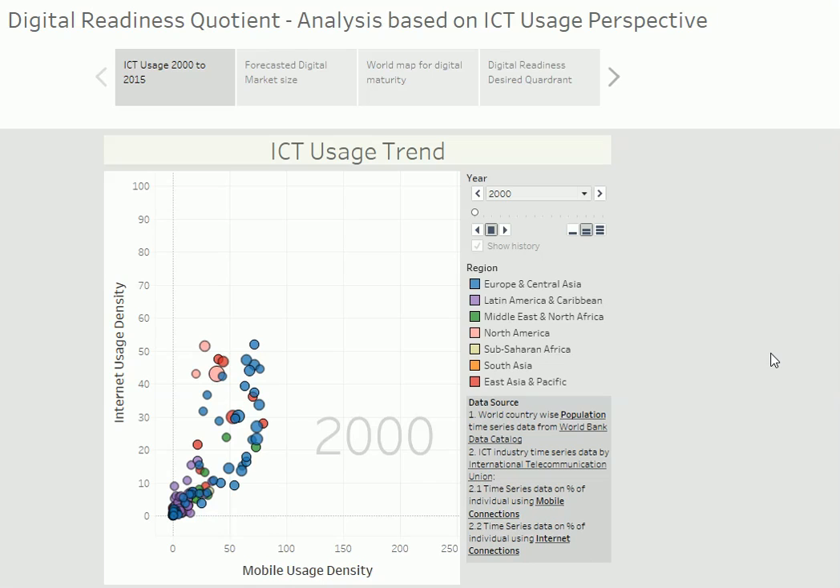The two data sources that I have used from ITU are the country-wise time series data of the percentage of individuals having a mobile connection, and the country-wise time series data of the percentage of individuals using the internet connection. The first one I have called mobile usage density, and the second, which is the internet usage related data, I have called internet usage density.